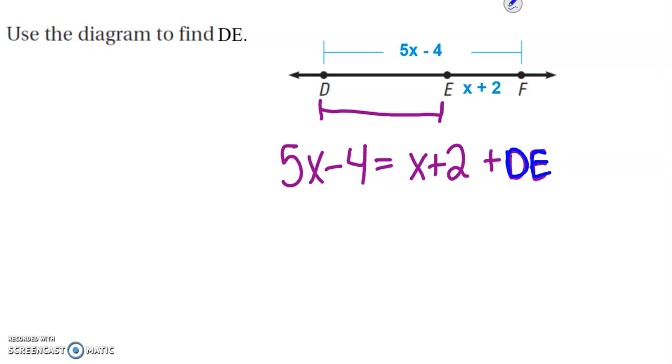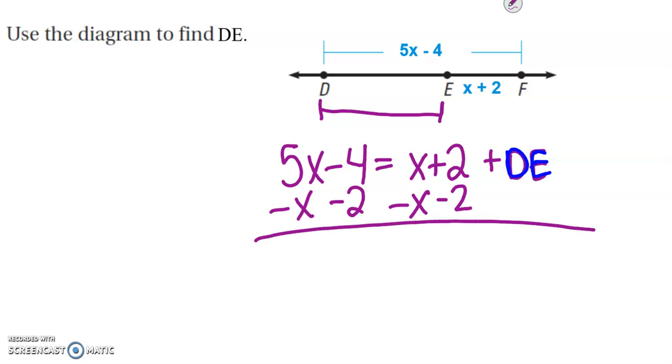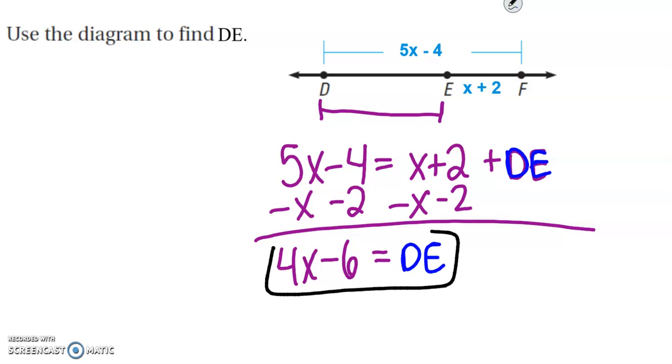And now we want to solve our equation for DE. We want to isolate DE. So we're going to subtract x from both sides, and we're going to subtract 2 from both sides. So 5x minus x is 4x. Negative 4 minus 2 is negative 6. And that equals DE. So DE is 4x minus 6.